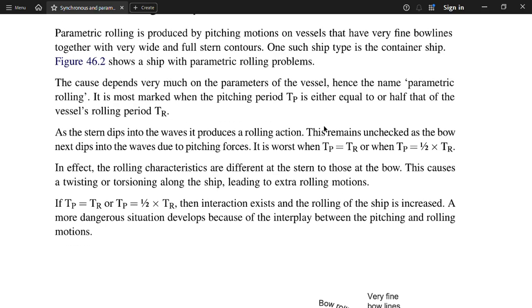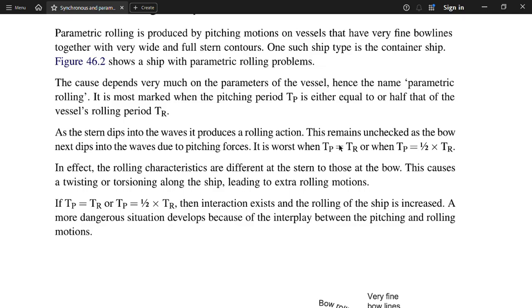As the stern part of the vessel dips into the wave, it produces a rolling action. It will have a rolling action which remains unchecked as the bow next dips into the wave due to pitching forces. It is worst when TP is equal to TR. When your pitching period becomes equal to that rolling period, this condition is very significant.